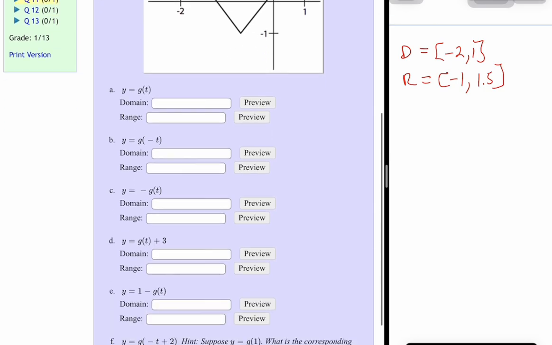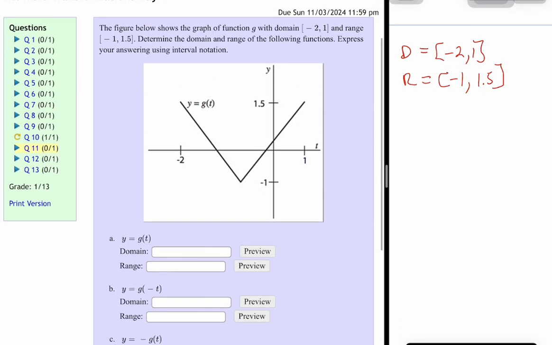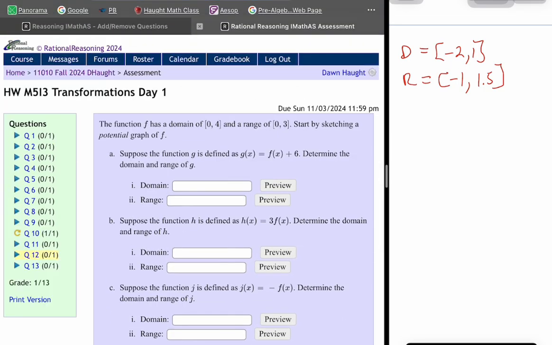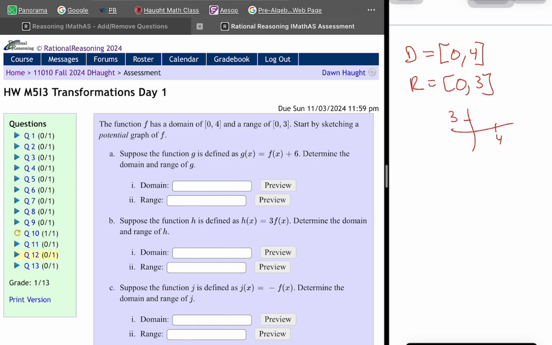So that one's so much like the other. Let's see, I believe there's one that's kind of a word problem. I'm sorry, let's do 12 instead. It says the function f has a domain of 0 to 4 and a range of 0 to 3. Start by sketching a potential graph. We don't have time. We're not going to draw a graph, but you can if you want. From 0 to 4 and 0 to 3, it can be anything like that.